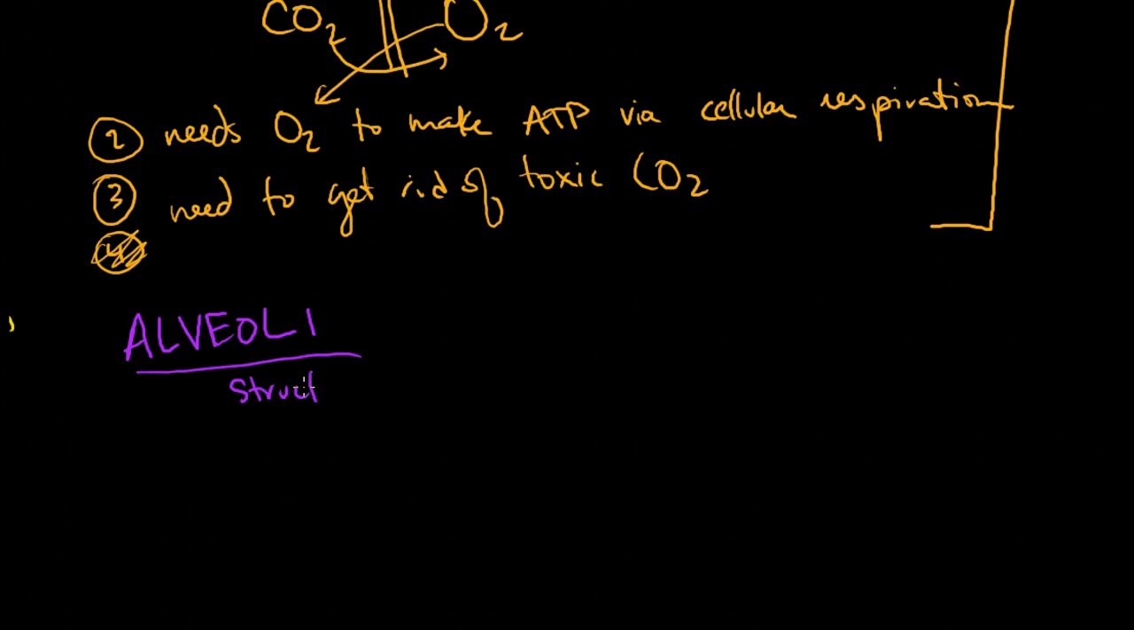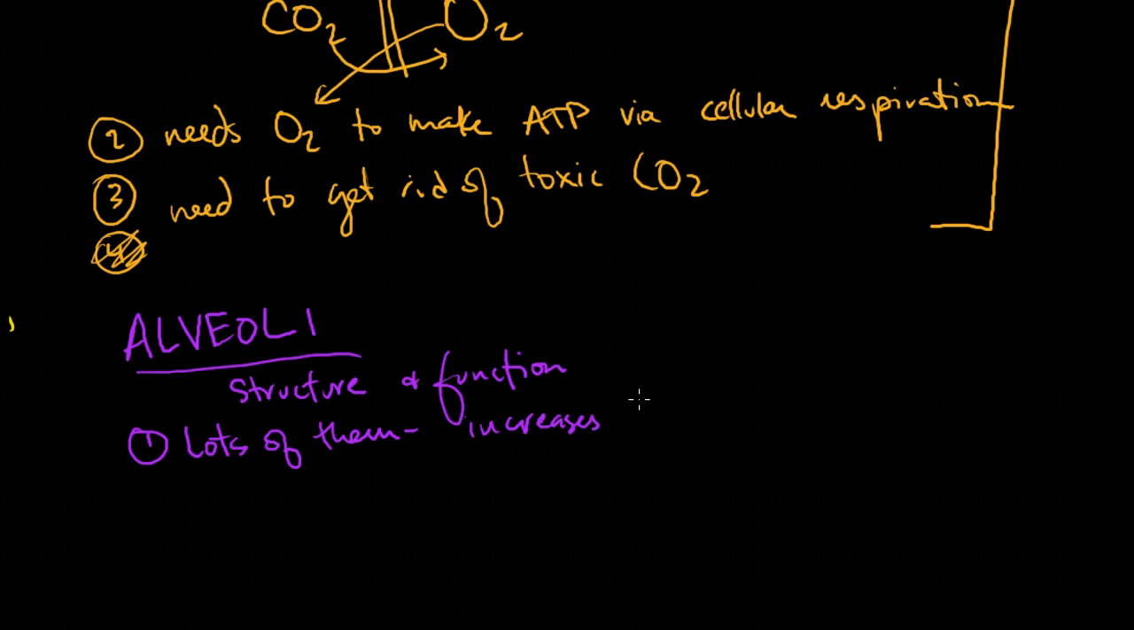So often we use this as a theme throughout biology, this structure and function. I didn't talk about this in this way in the digestive system, but it's very similar when we talk about the villus of the small intestines. Okay, so there are lots of them, lots of alveoli, which increases the surface area, which allows for faster rates of diffusion.